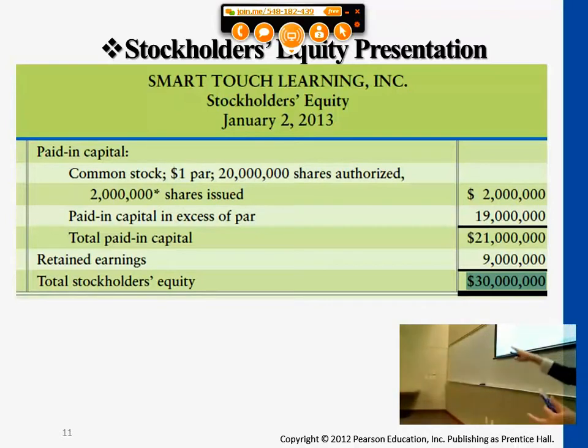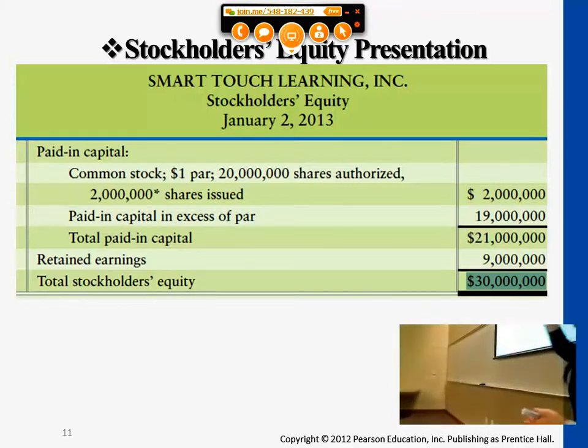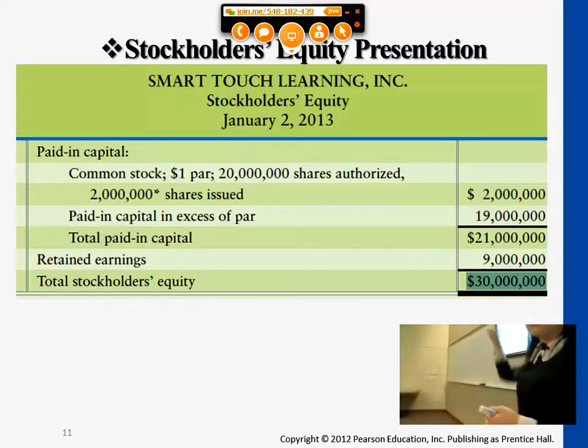T accounts and journal entries are just the middle part. That's not the information that outsiders would eventually see for the company. They will be viewing financial statements. So if we take a look at that earlier example, where we issued 1 million shares, this example tells you that we have already issued 2 million shares.